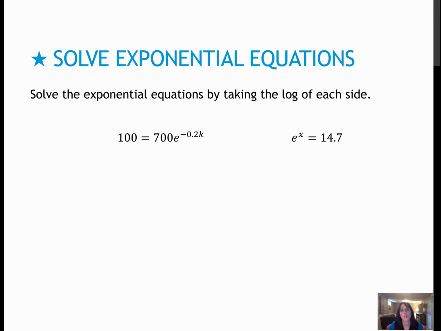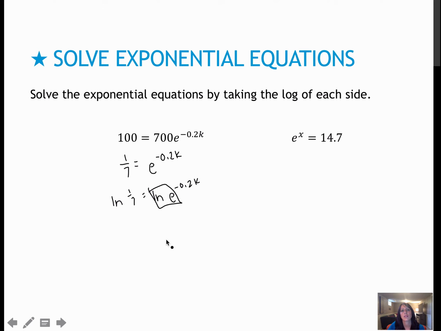Here are 2 of those for you to try on your own, so try them both and press play to check your work. For the first one, I would start by dividing each side by 700, which would of course give me 1/7 on the left if I reduced, equals e to the negative 0.2k. I would then take the natural log of each side, so the natural log of 1/7 equals natural log of e to the negative 0.2k.